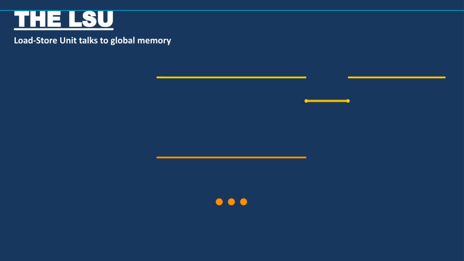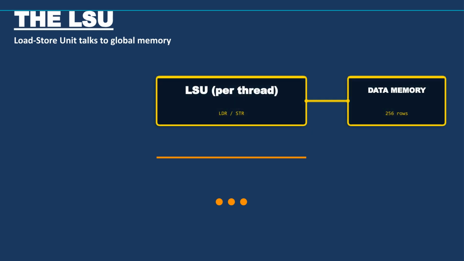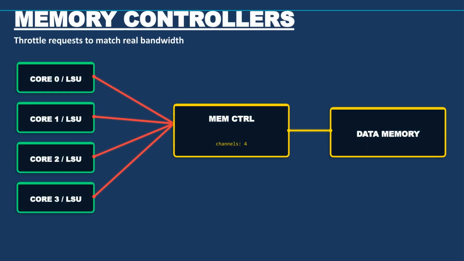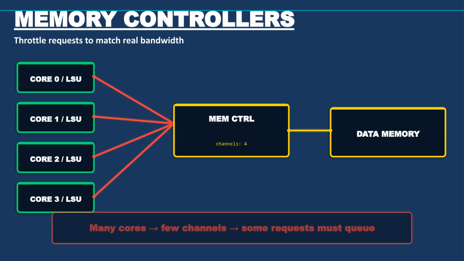The load store unit, or LSU, handles communication with global memory. Loads and stores are asynchronous, meaning a thread waits until the memory controller responds before continuing execution. Memory access is slow. Memory controllers manage requests from multiple cores. Since many cores compete for a few channels, some memory requests must queue up to match the real bandwidth.